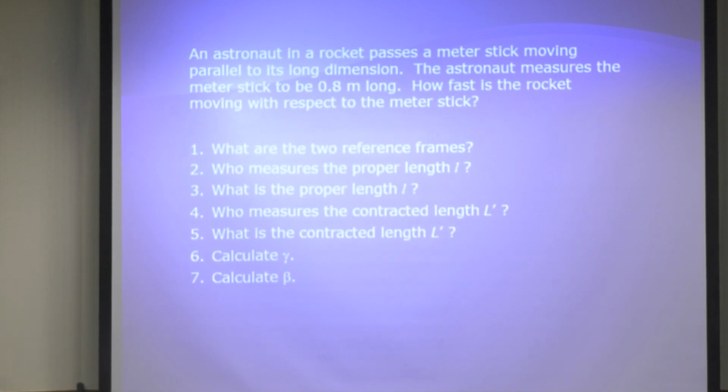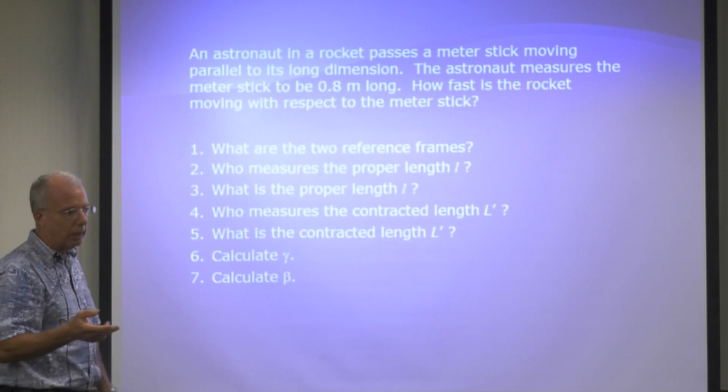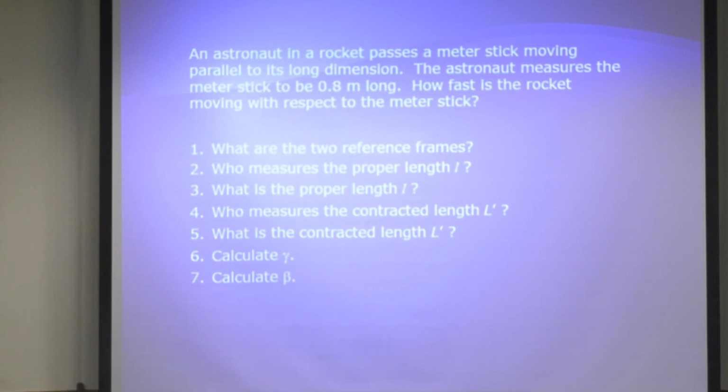Okay, so an astronaut in a rocket passes the meter stick moving parallel to its long dimension. The astronaut measures the meter stick to be 0.8 meters. So how fast is the rocket moving? So this is kind of a different problem, right? Usually we say, the rocket is moving at such and such a speed. How long does the meter stick appear to be? Now it's kind of different, right? Now we're saying the meter stick appears to be 0.8 meters long, so how fast is the rocket going? So that's a little different, but it's okay.